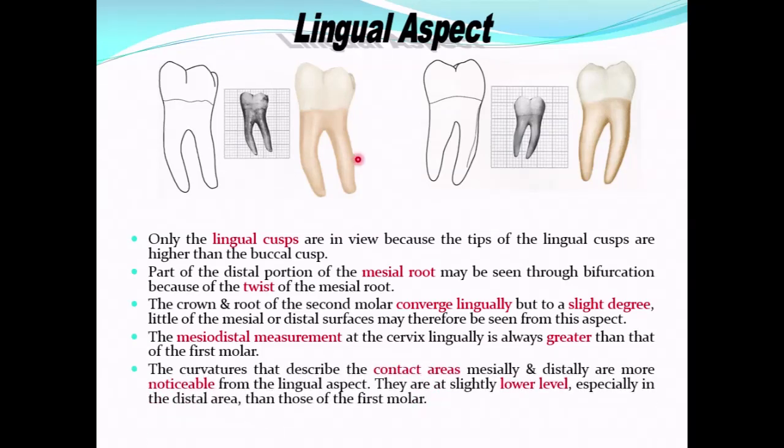The curvature of the cervical line that describes the contact area: look, mesial and distal are more noticeable, clearer. Here this is irregular. Remember we explained there is tapering here in the middle toward the furcation area. Remember from the last lecture. Here we are talking about the curvature toward the occlusal, more noticeable from the lingual side, and they are at a slightly lower level. I'm talking about the contact area.